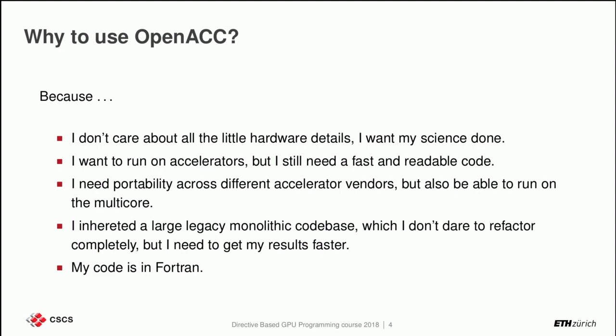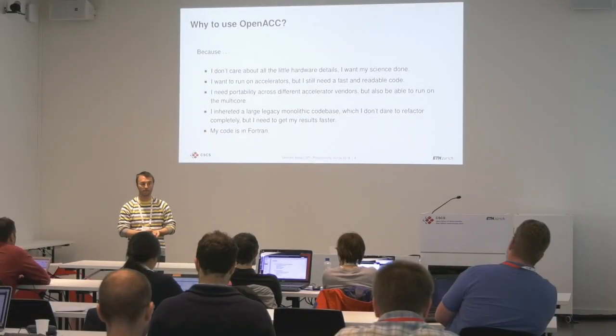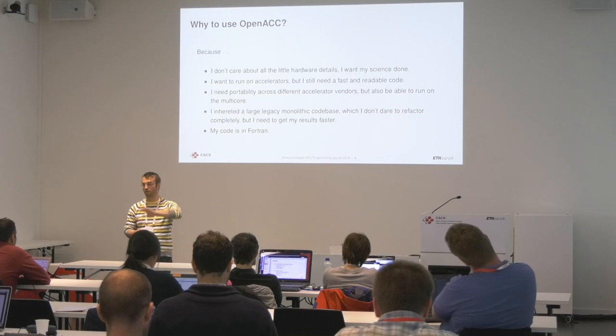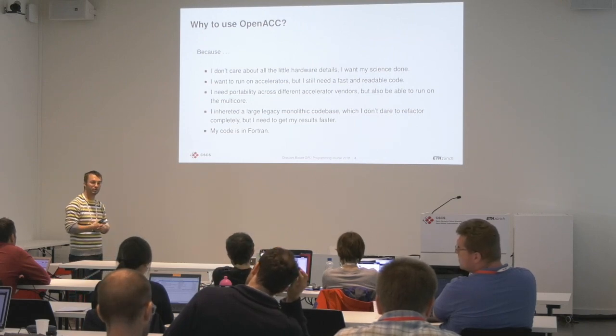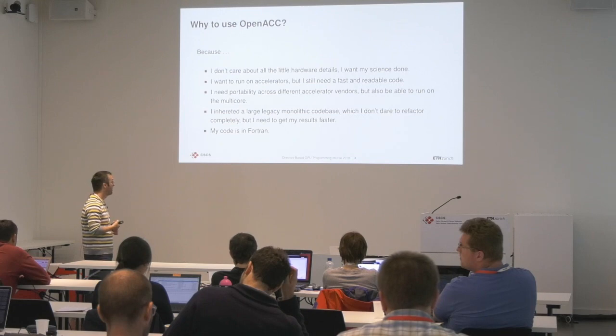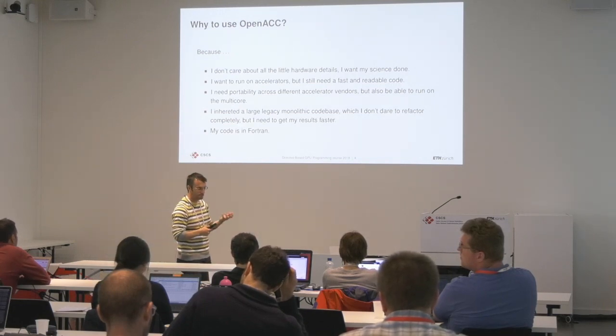So why use OpenACC? There are several reasons, I believe. First of all, I don't care about all the details that I presented you before, which were only a small part of what's going on under the hood that you would need to know if you were writing CUDA. I just want to do my science. I want to quickly have my code ported to the GPU and be faster. That's one reason. Another reason is I want to run on accelerators, but I still need a readable code. I don't want to completely move away from what I have and not be able to recognize my code anymore. So I want non-intrusive changes. Another is I want portability across accelerators.